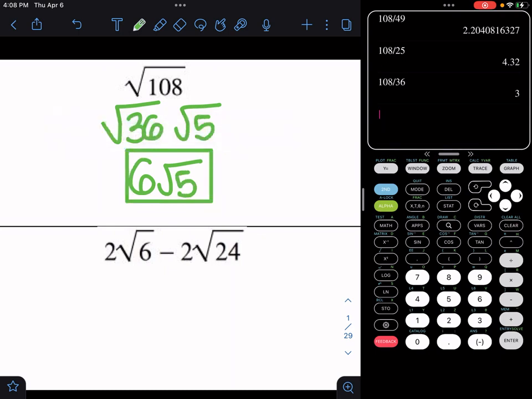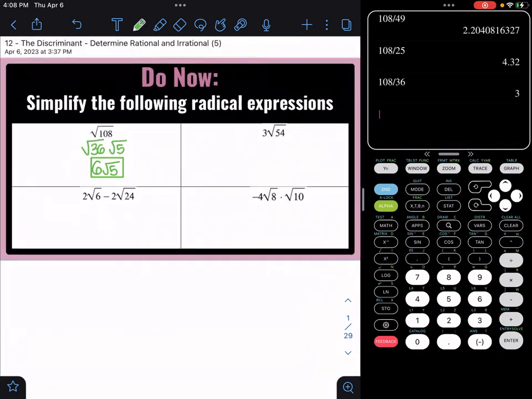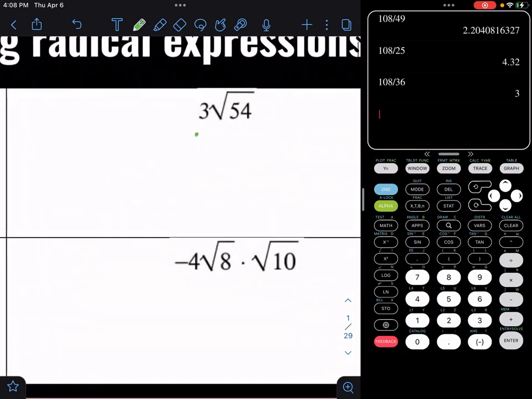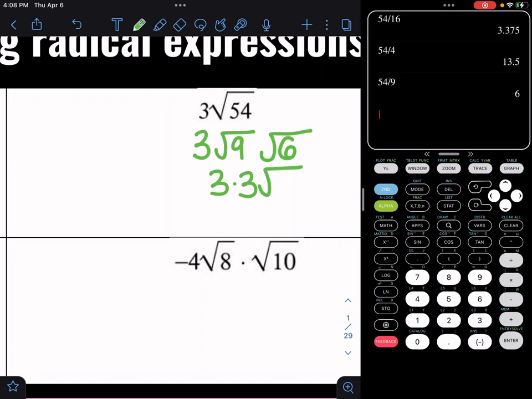Alrighty. Now what happens when I want to simplify a square root symbol that has a number in front? I'm just going to leave that number in front and simplify the square root into a perfect square and a non-perfect square. So let's try 54 divided by 49. Doesn't work. 54 divided by 36. No good. 25. No good. 16. No good. 4. No good. 9. 9 and 6. Perfect. And the square root of 9 is 3. 3 times 3 is 9, and leave the square root of 6 alone.